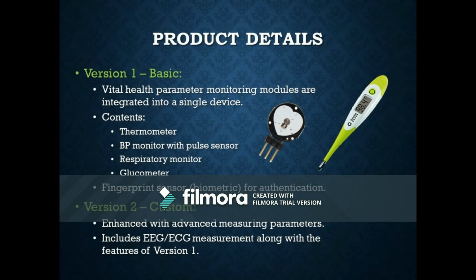Based on the demand for features, we propose two versions of our product. Version 1, which is basic, contains a thermometer, a respiratory monitor, and a pulse sensor. And version 2, which is custom, includes an advanced feature of EEG and ECG measurement along with all the basic features of version 1. We would also like to include a fingerprint sensor in both the versions so that the medical records can also contain the unique identity of the user. Other linking will also be made possible.